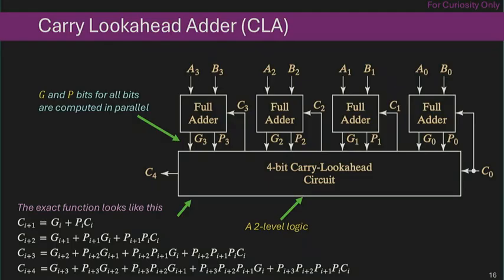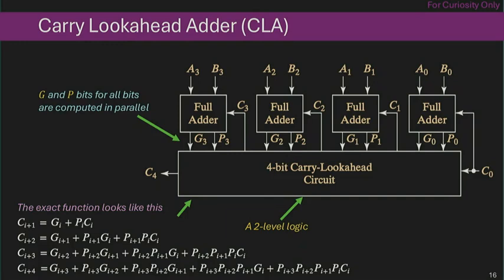So C4 would be 1 when this one produces a generate, so 1, 1, directly sets the carry to be a 1. Or when this adder sits at the propagate condition, and this one generate, or this is propagate, this is propagate, and this is generate, or all of those 3 are propagate, and this is generate. And that can be described in a 2-level circuit.